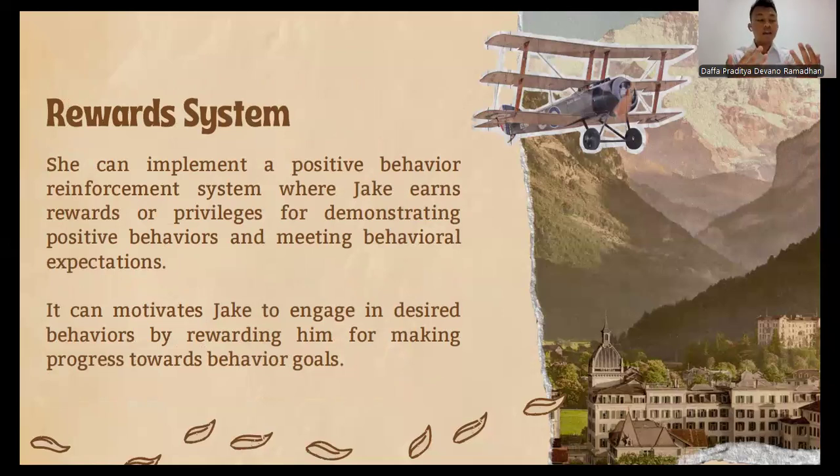So she can implement a positive behavior reinforcement system where Jack earns rewards or privileges for demonstrating positive behaviors and meeting behavioral expectations. It can motivate Jack to engage in desired behaviors by rewarding him for making progress towards behavior goals.